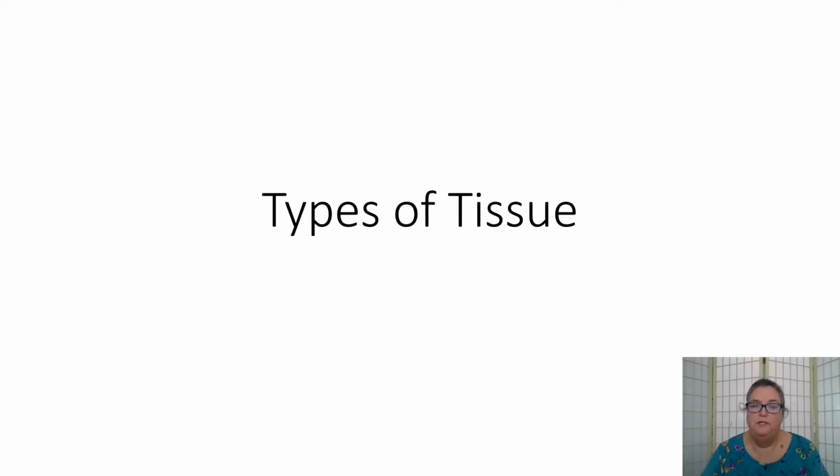Let's talk about types of tissues. We've previously talked about molecules, organelles, and cells. So this is the next level of biological organization up from cells. Above tissues, we have organs. So today we'll focus on tissues.